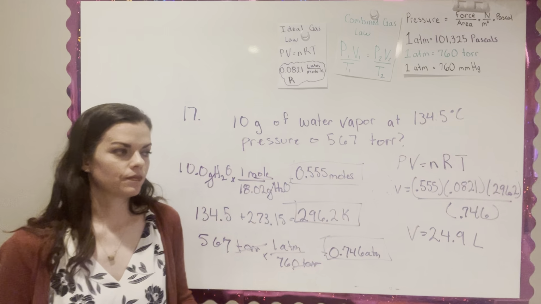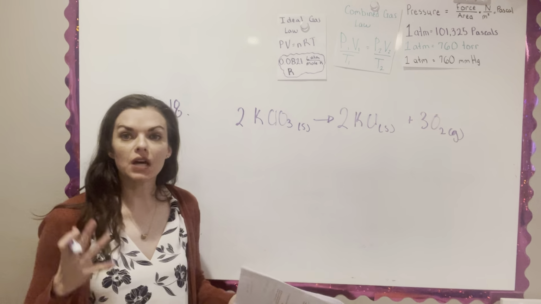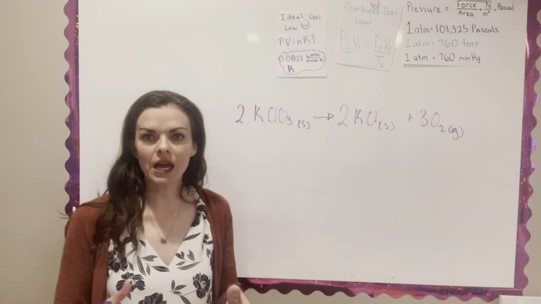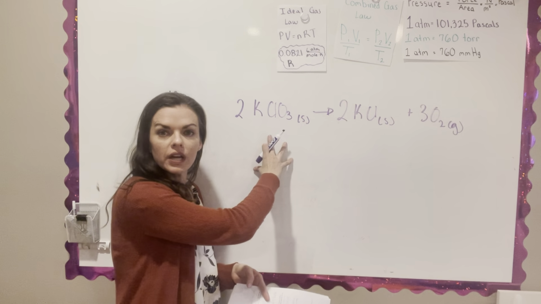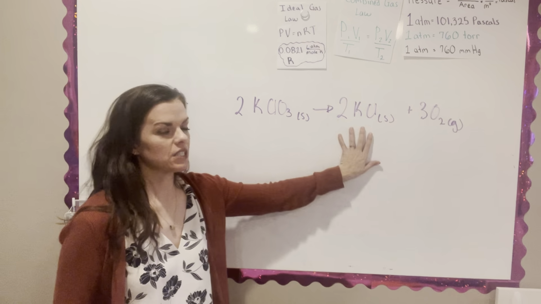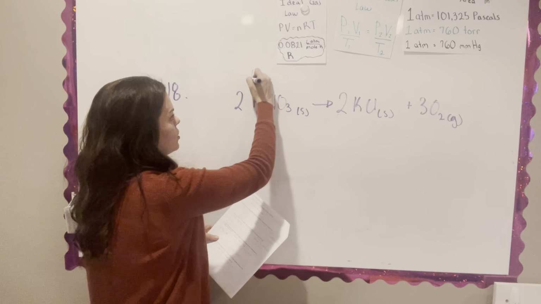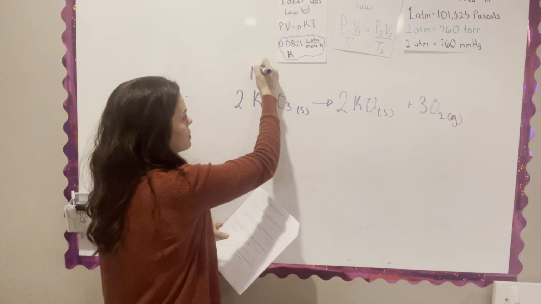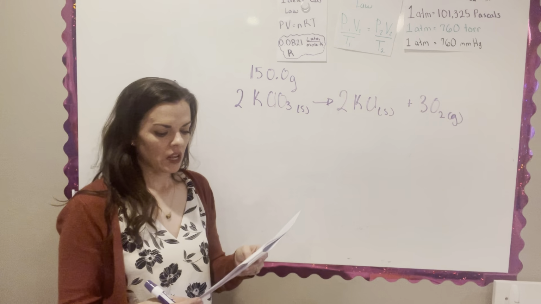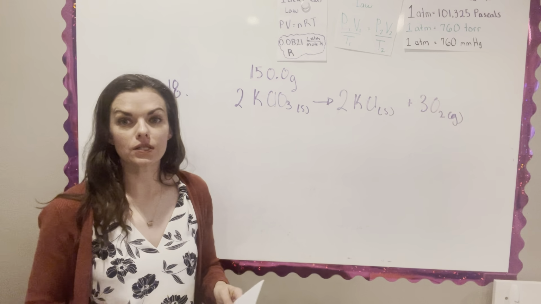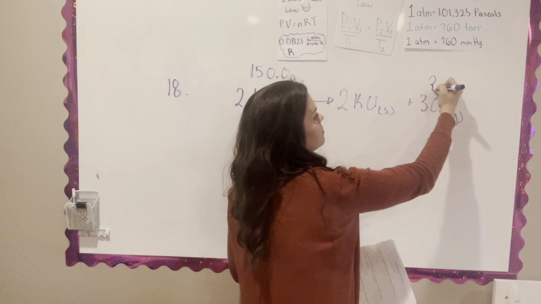24.9 liters. So for problem number 18, we're given a decomposition equation. Remember, a decomposition equation is when you take one compound and break it up into its parts. For this one, we have potassium chlorate, and we're breaking it up into potassium chloride and oxygen. This problem tells me I have 150 grams of this that I'm starting with. It wants to know what's the volume of oxygen made, and it tells me that it's at STP.